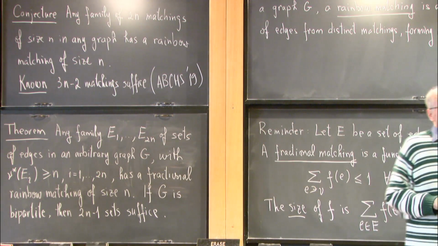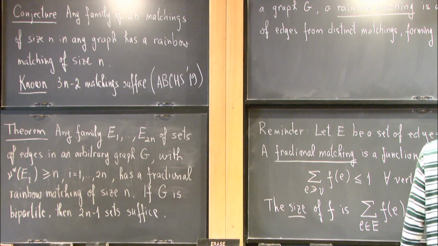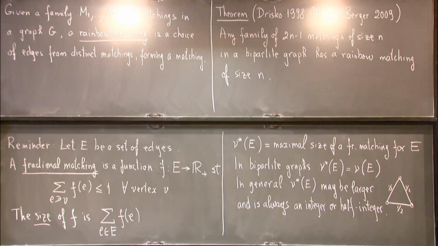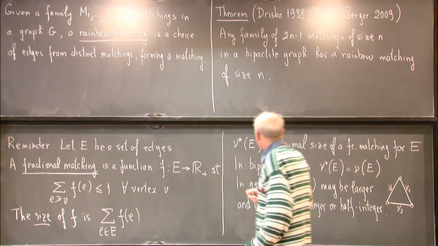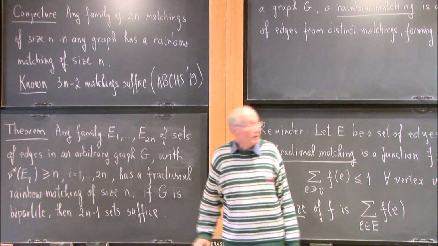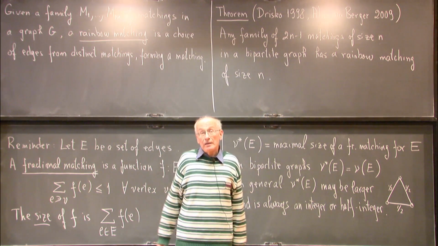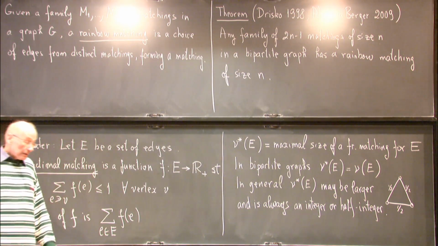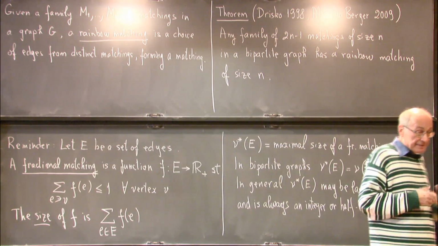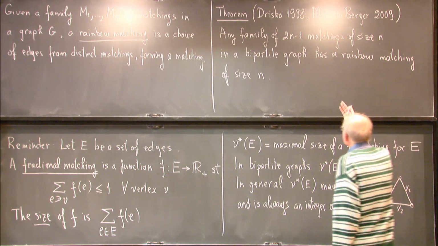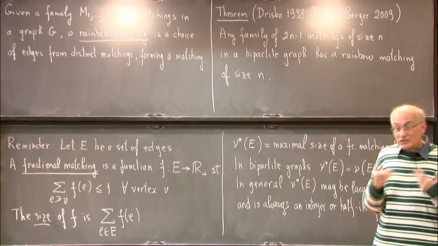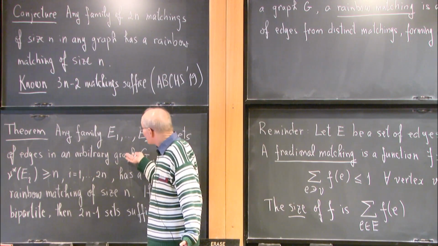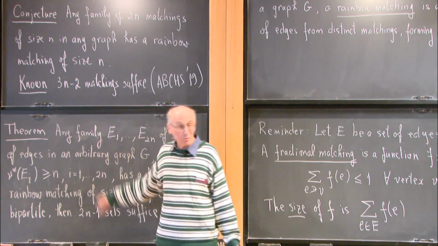And this part of the result recovers this theorem, because in bipartite graphs, there is no difference between the fractional and the integral matching numbers. And therefore, the second part here is equivalent to Driscoll's theorem. And it actually provides a new proof of it via fractional matchings. And I think it provides an insight that actually Driscoll's theorem is about fractional matchings. For fractional matchings, it holds whether or not the graph is bipartite in the appropriate form.